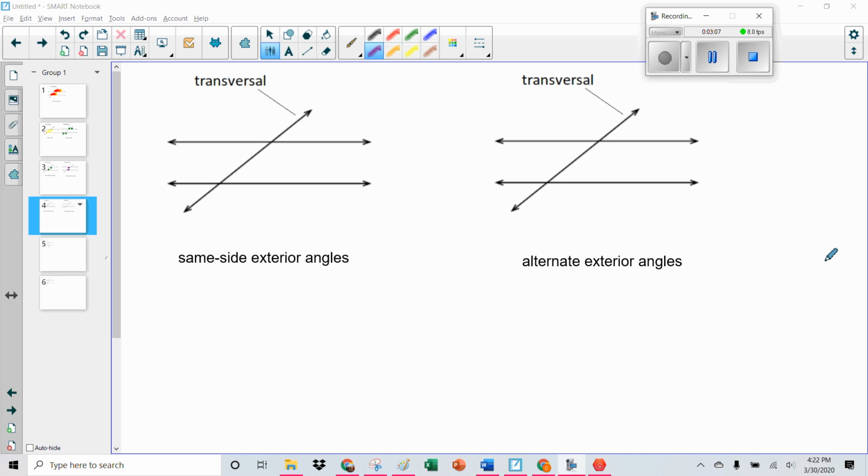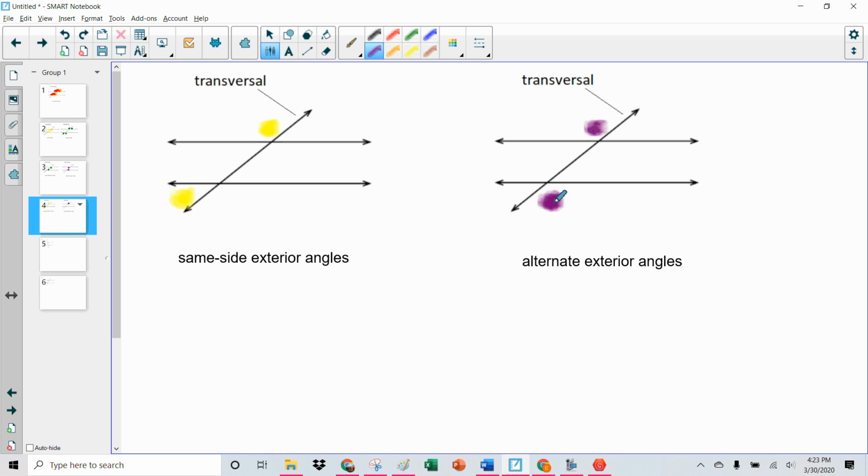Then we have the same side exterior angles. The same side exterior angles would be on the outside of the two parallel lines, but on the same side of the transversal. And lastly, alternate exterior angles are again outside of the two parallel lines, but they're on opposite sides of the transversal.